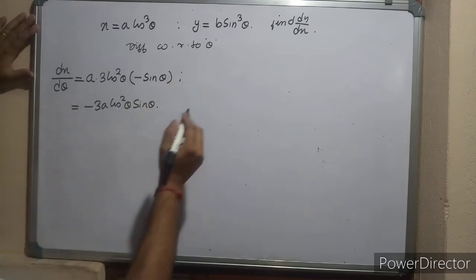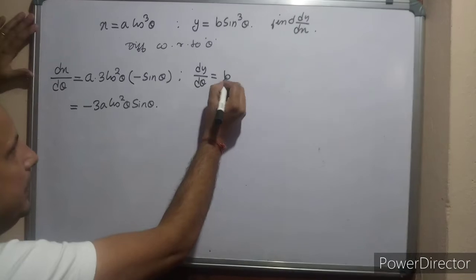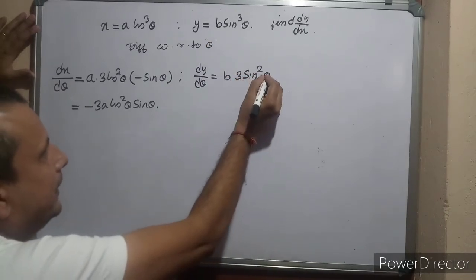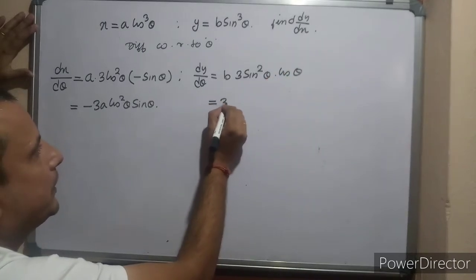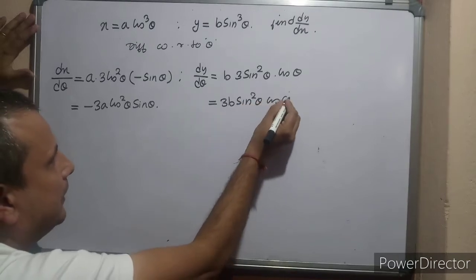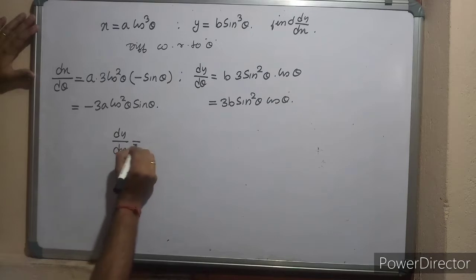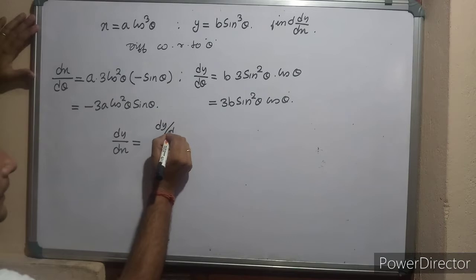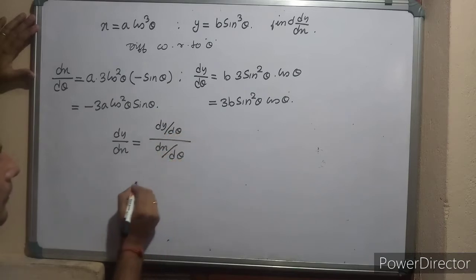Now the other function, we differentiate the same way, but it will be dy by d theta. The derivative of b sine cube theta is 3 sine square theta, and the derivative of sine theta is cos theta. After simplification we'll get 3b sine square theta cos theta. Next we'll calculate dy over dx. dy over dx is dy by d theta over dx by d theta.